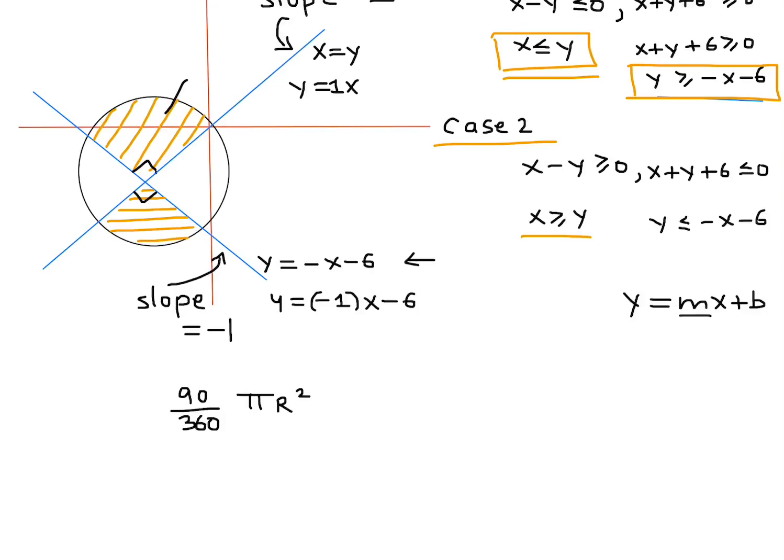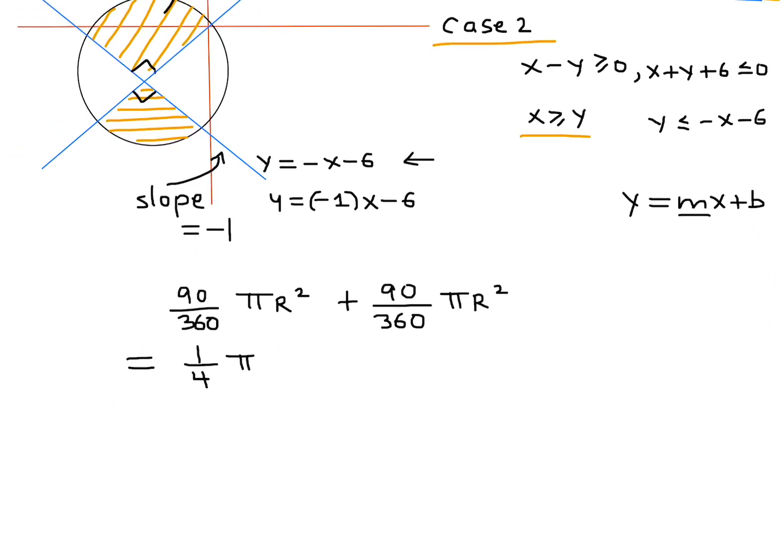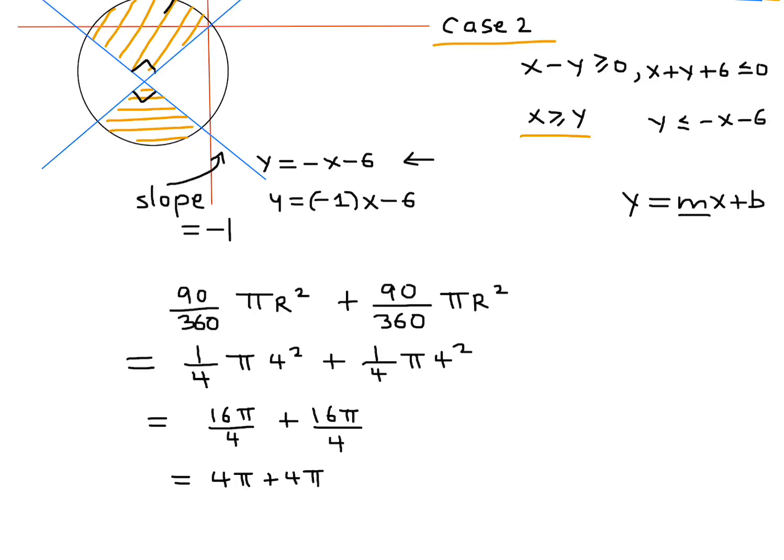And then the second region would be the exact same formula. We have a 90-degree angle over 360, and then pi r squared. So here we go. 90 over 360 is 1/4. Pi r squared. What is r? What is the radius of the circle? It was 4. So 4 squared, again, 1/4 pi 4 squared. So this gives us 16 pi over 4 plus 16 pi over 4. And that's 4 pi plus 4 pi, which is 8 pi.